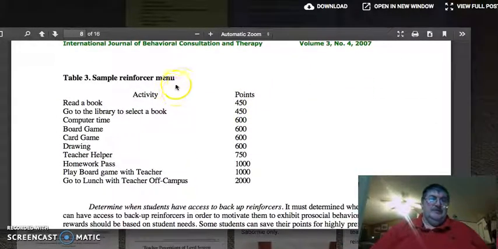Here they give you a reinforcer menu, so it's an example of how to set up your level system towards the points that you want your student to obtain. They have to get 450 points to read a book. That could be within a day, 2 days, a week, however you determine to set it up. And they might need another 450 points to advance to the next level.